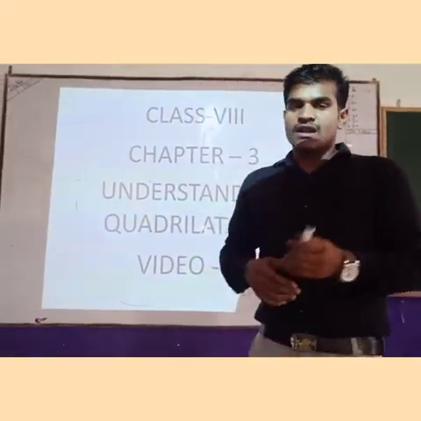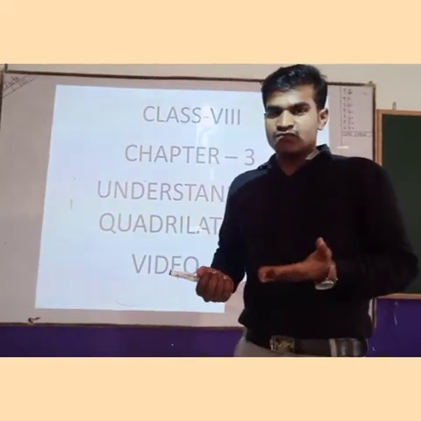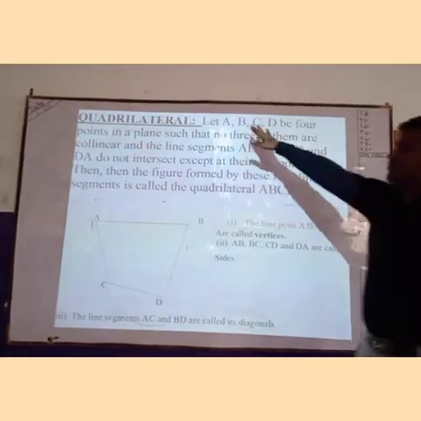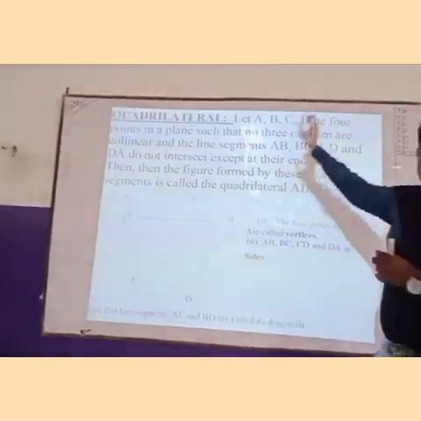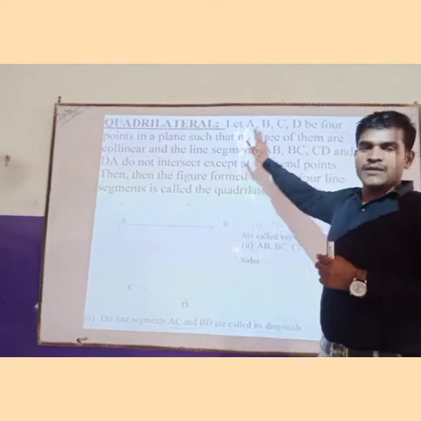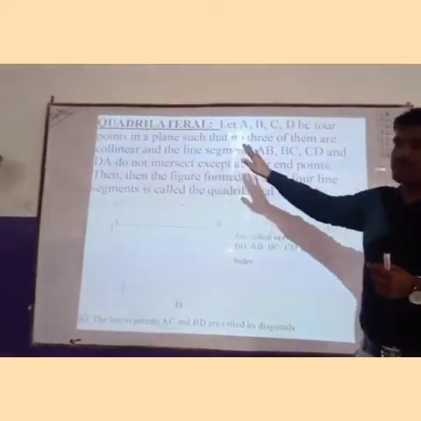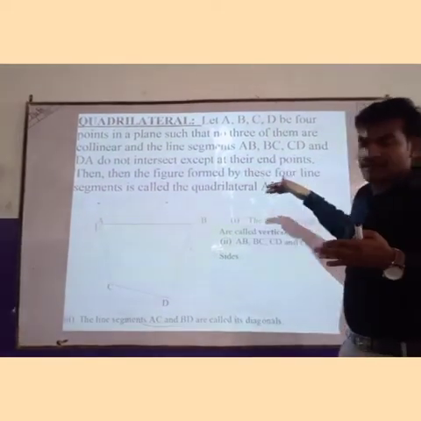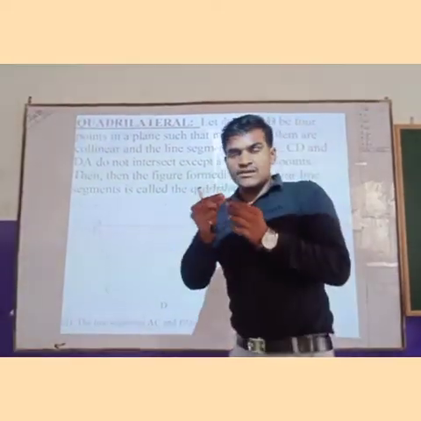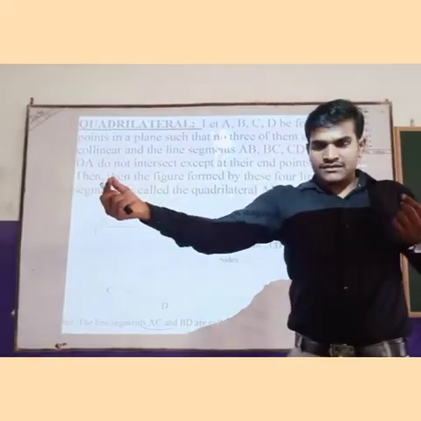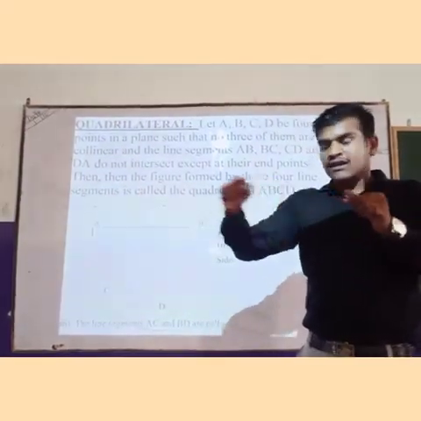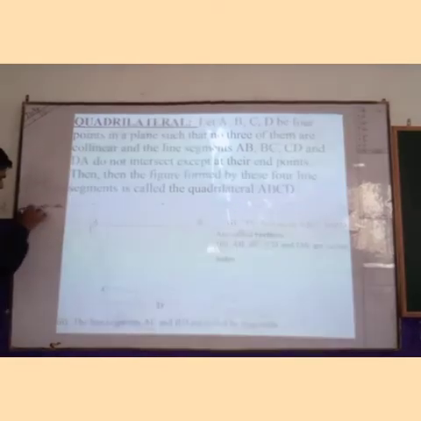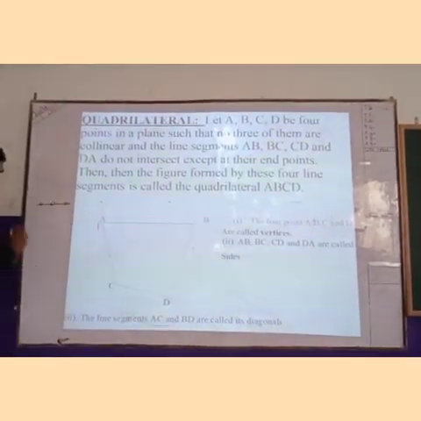So children, how will we construct a quadrilateral? Let's see. Let A, B, C, D be 4 points in a plane such that no 3 points are collinear. Collinear means they should not be in a line, they should not make a line. If 3 points make a line, then these points are collinear.